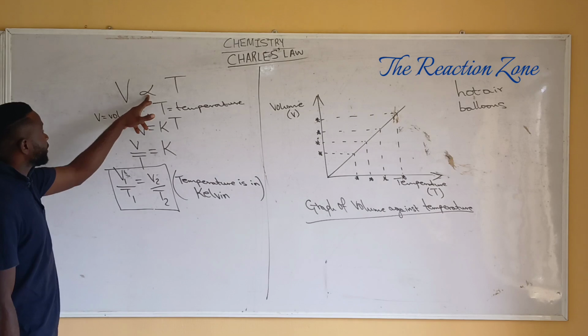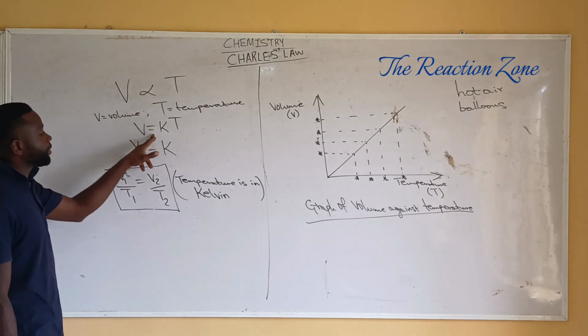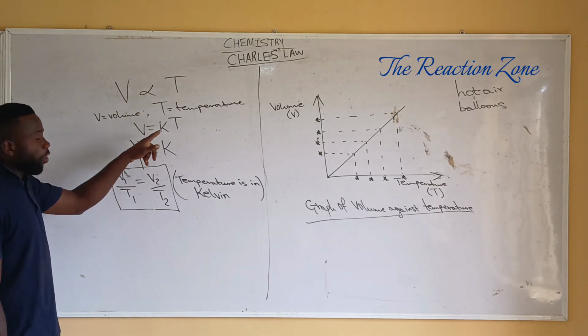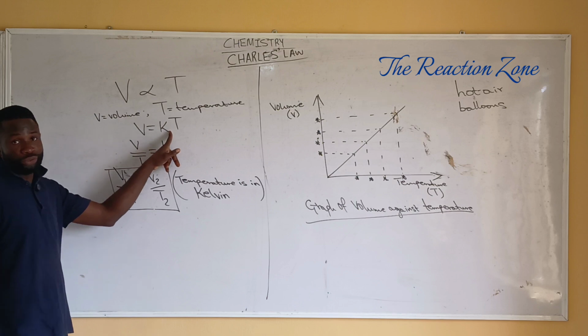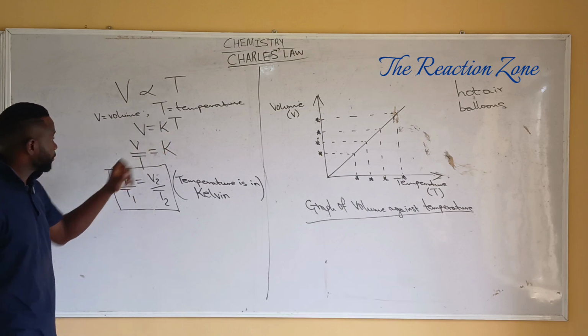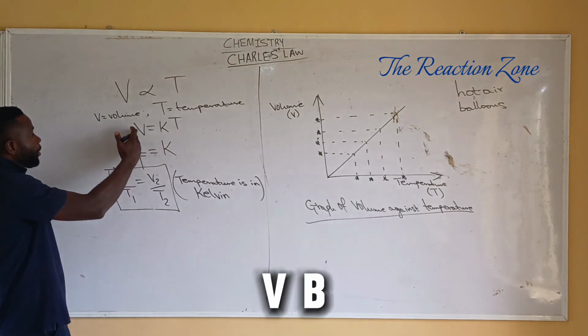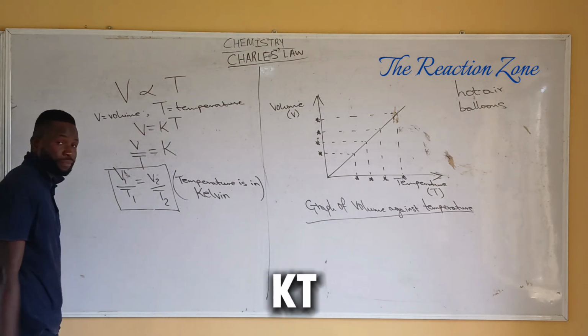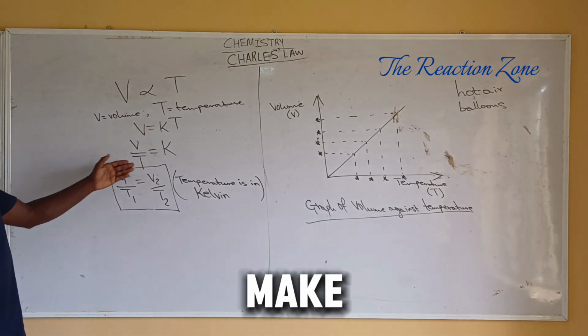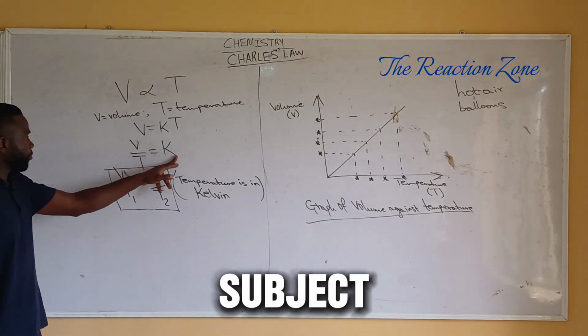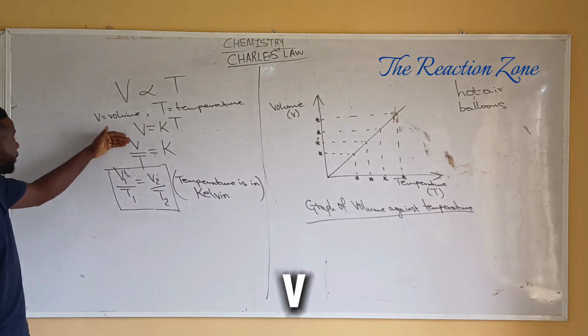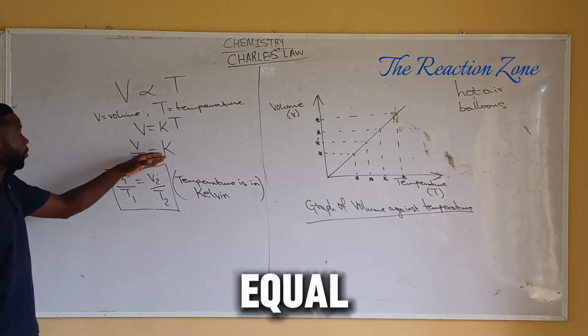When the proportionality sign is changed to an equality sign, then a constant of proportionality is introduced, which is represented by K. So, V becomes equal to KT. To make the constant of proportionality the subject of the formula, we have V over T equal to K.